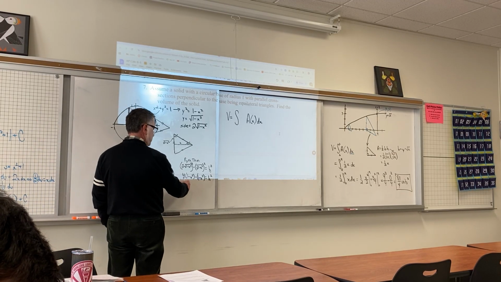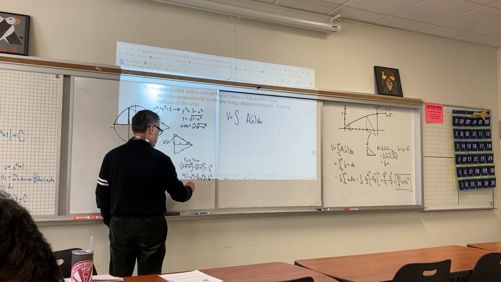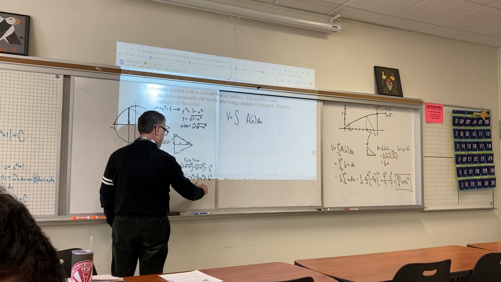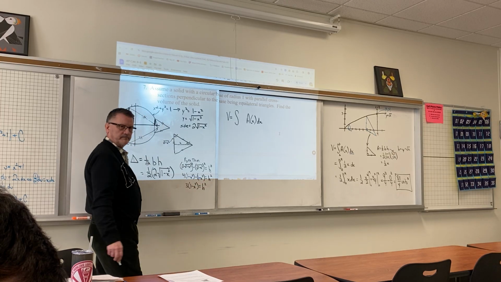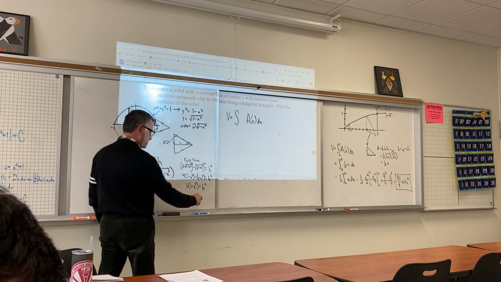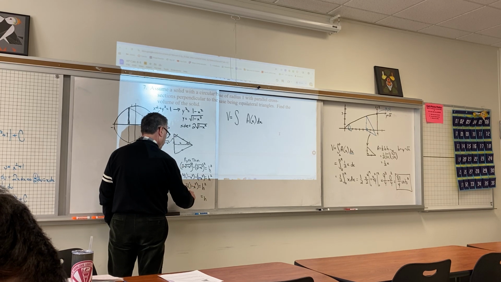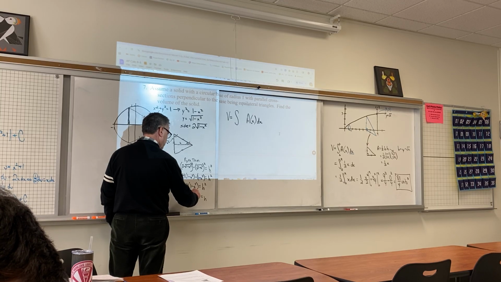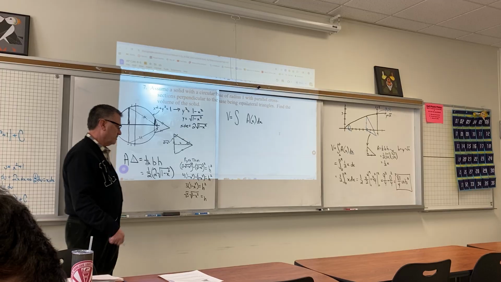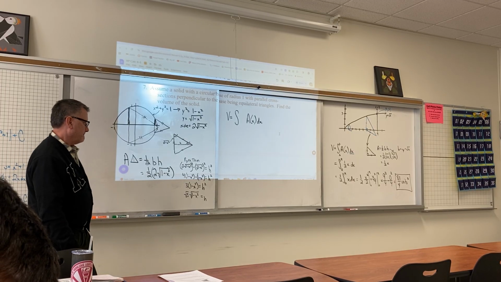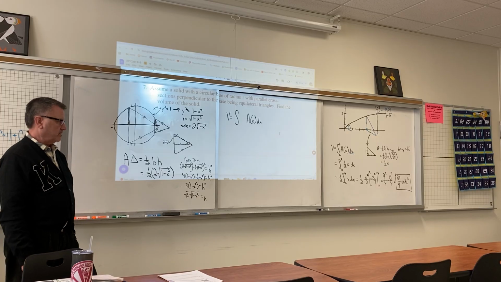Let's say I got 4 of these minus 1 of those, that's 3 of those. That's the height squared, so the height would be the square root of 3 times the square root of 1 minus x squared. Take square root of both sides.